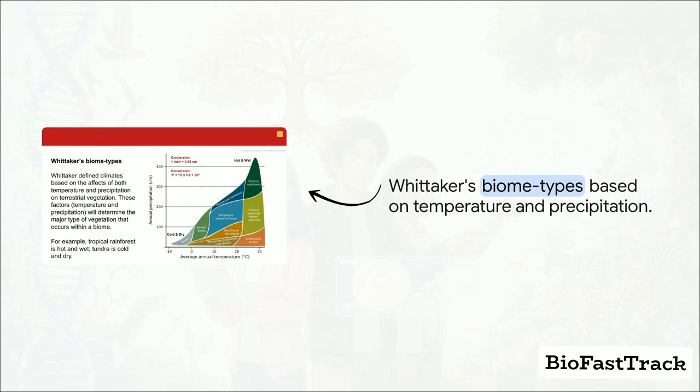Robert Whittaker's classic graph is an absolute must-know for biology students. It elegantly plots average annual temperature directly against annual precipitation. This curve shows exactly how these 2 simple climate factors strictly dictate the major vegetation of any biome on Earth, mapping everything from the freezing cold extremes to the sweltering wet tropics.